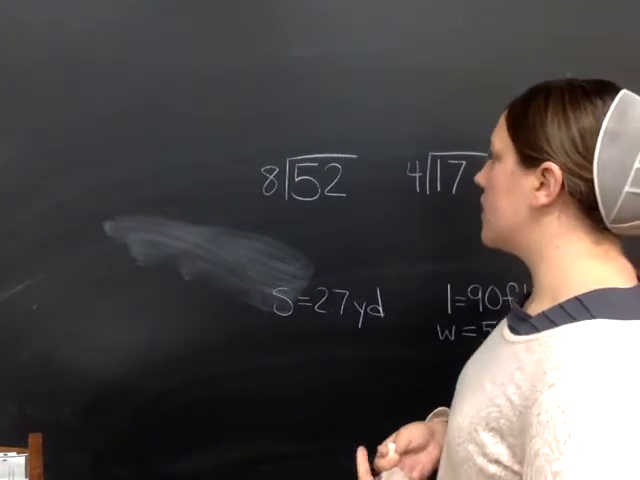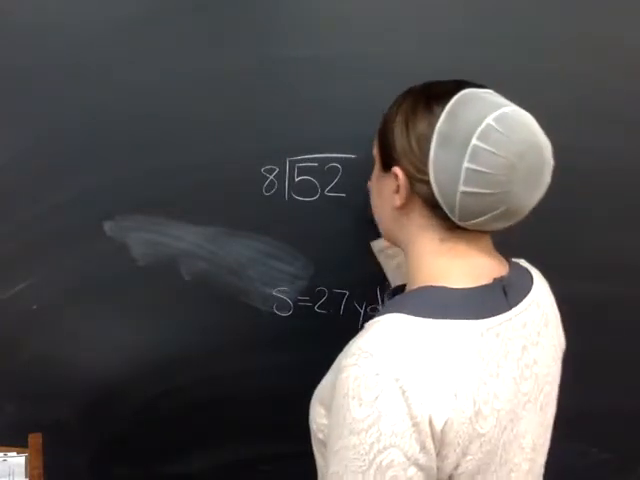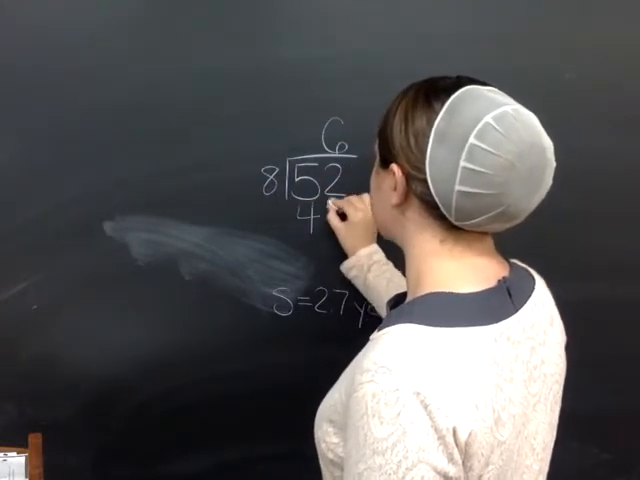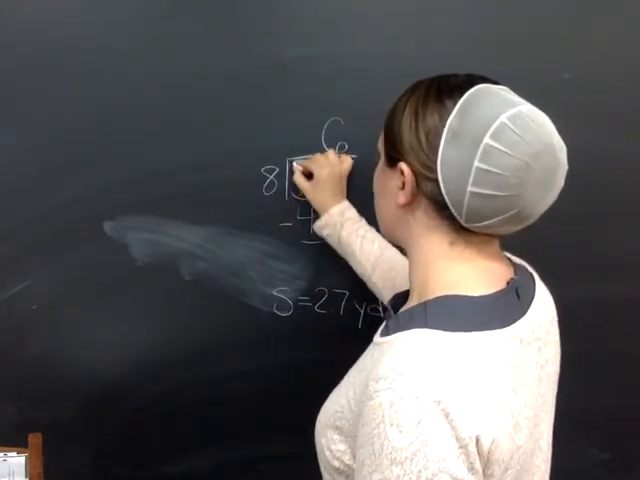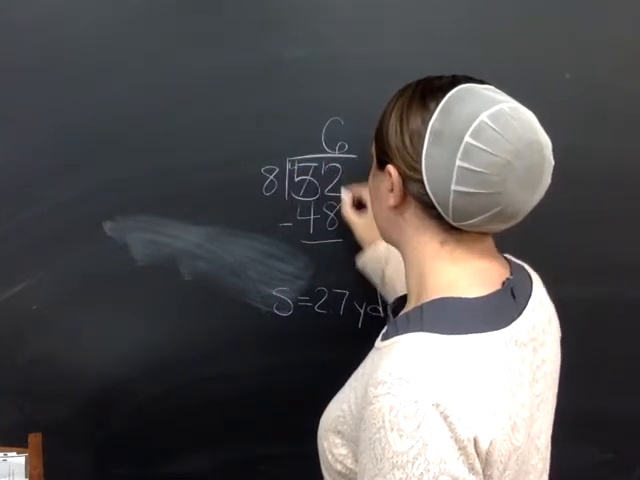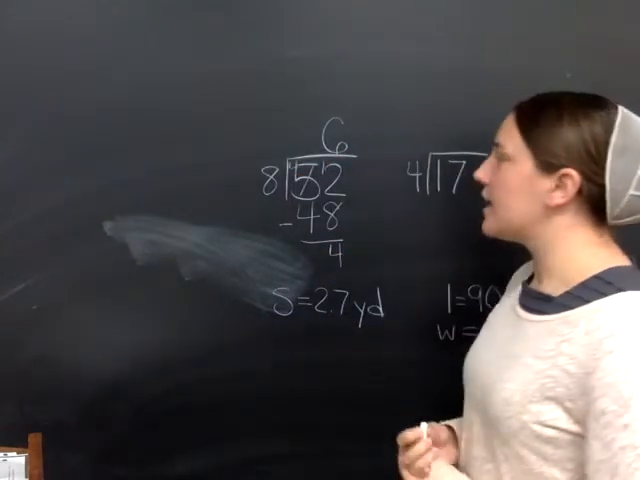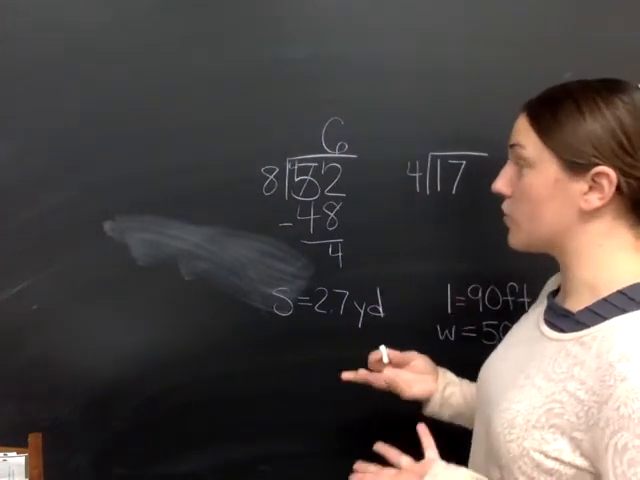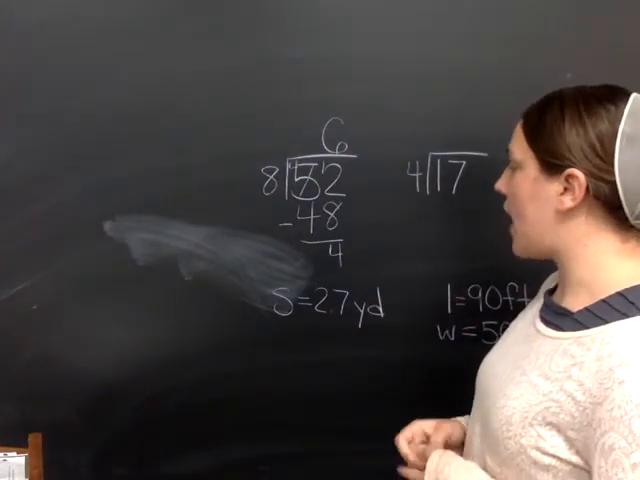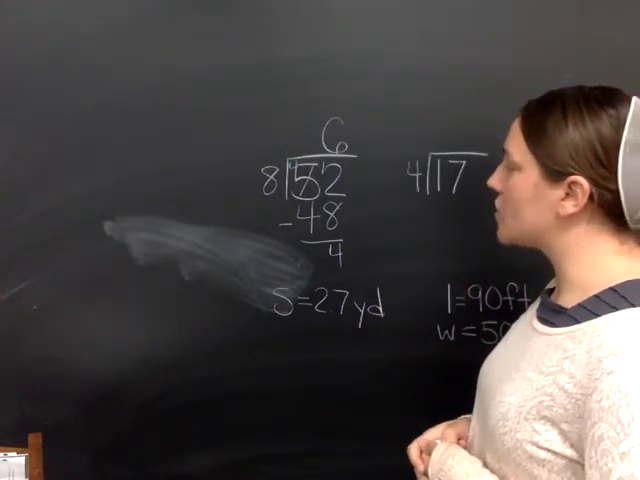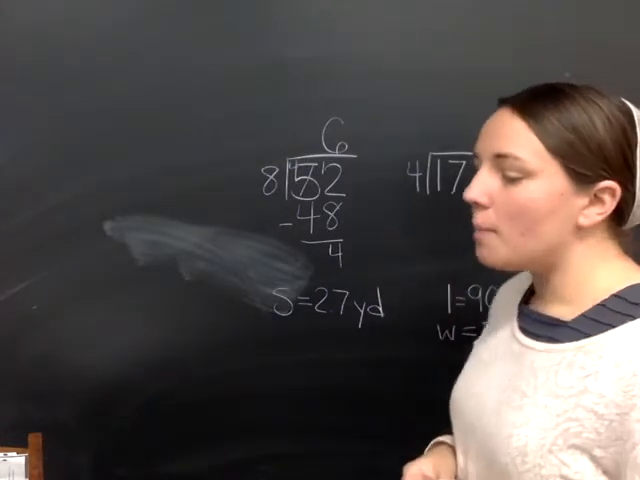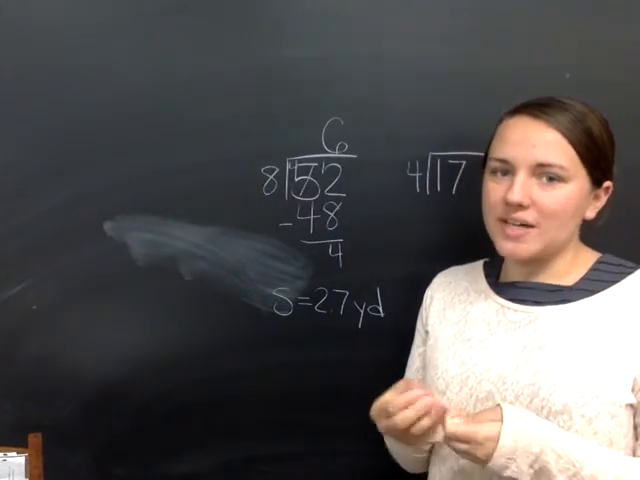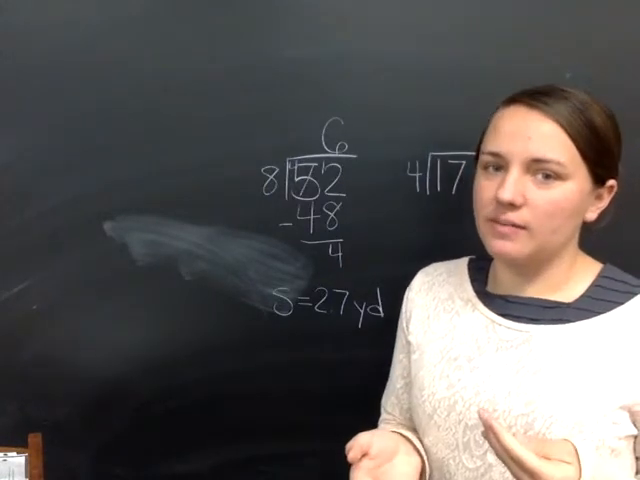8 goes into 52 6 times here. So we have 8 times 6 equals 48. So we subtract, and we're left with 4. Now, we could just write our remainder as a fraction or as a remainder. If we would write it as a fraction, it would be 4/8, which would also equal 1/2. But if we do that, our problem doesn't terminate, or it doesn't divide out evenly.